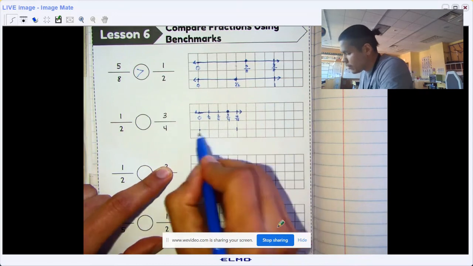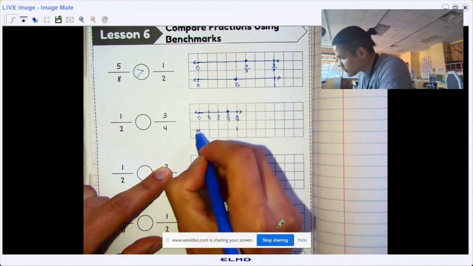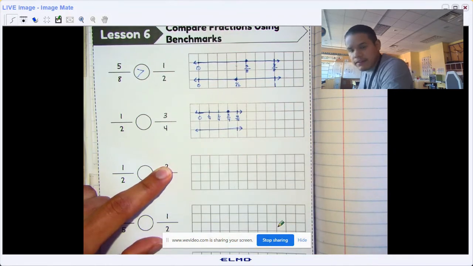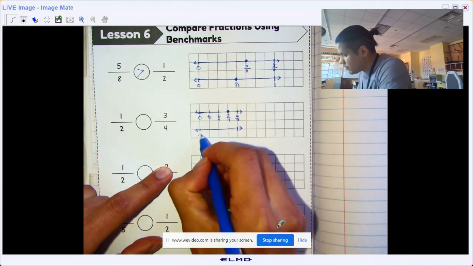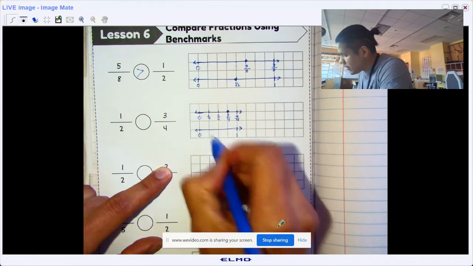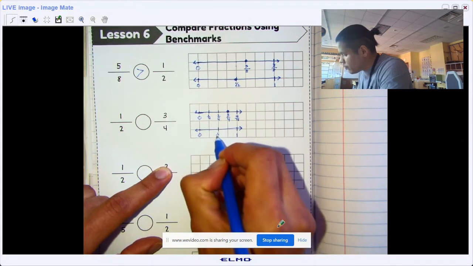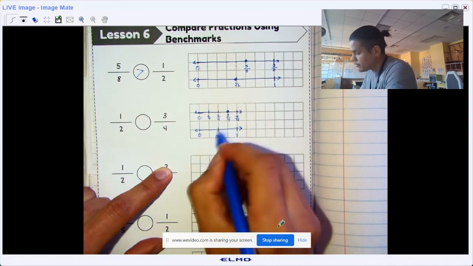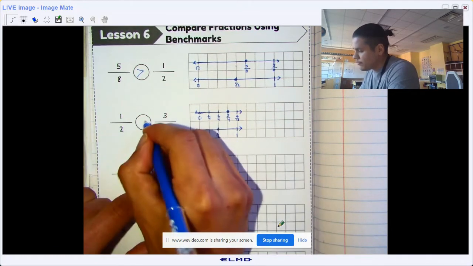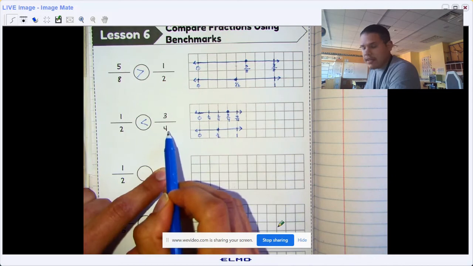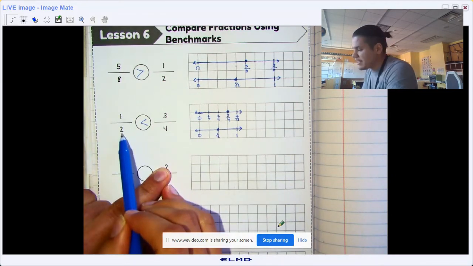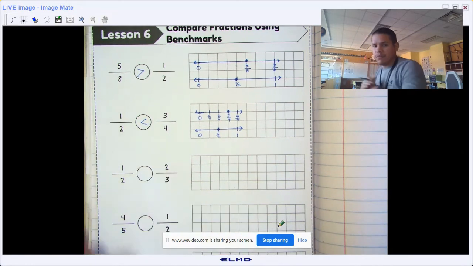Okay, now when I'm making a number line using my benchmarks, making my number line the same length, I have 0, I have 1, and right in the middle, I have 1/2. Okay, so as you can see, using your number line, if we compare 3/4 to 1/2, 3/4 is greater than 1/2. And if we read that from left to right, we have 1/2 is less than 3/4.